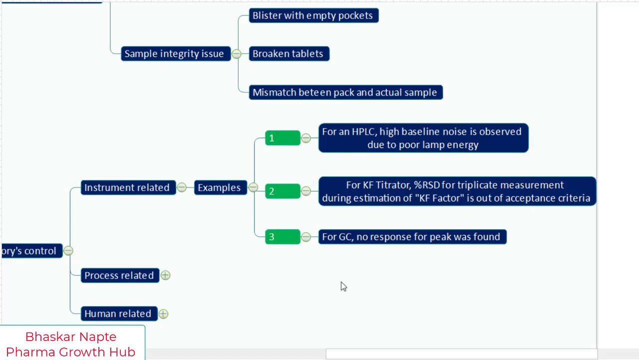There is no flow of the carrier gas inside the column. So, what is the reason for no peak response during the chromatographic run? Identify those instrument errors now and understand the suitable correction, corrective action, and preventive action.